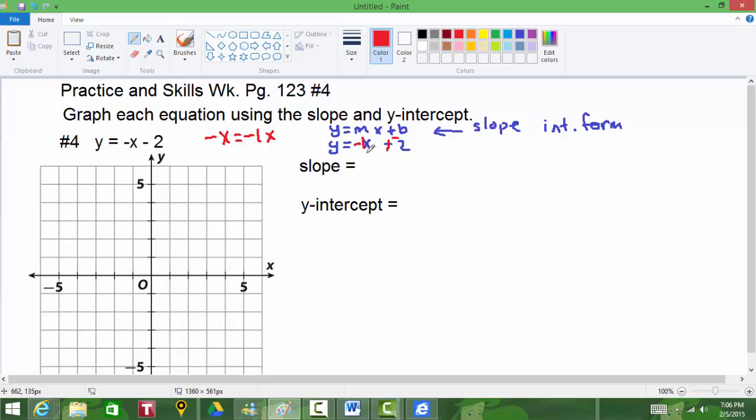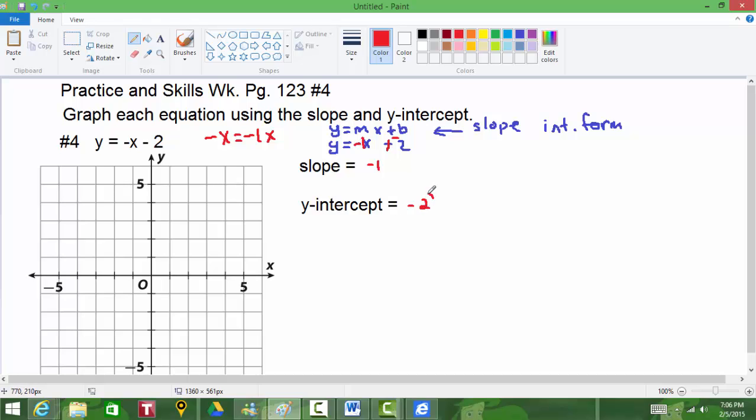And then all we need to do is take the information that we have here, and it matches up with our slope-intercept form. We have an m, which is the number in front of our x, and that's this negative 1, so that's going to be our slope. And our y-intercept is going to be the part that's being added. So we're adding b, so our y-intercept is negative 2. I'm going to write that down over here.